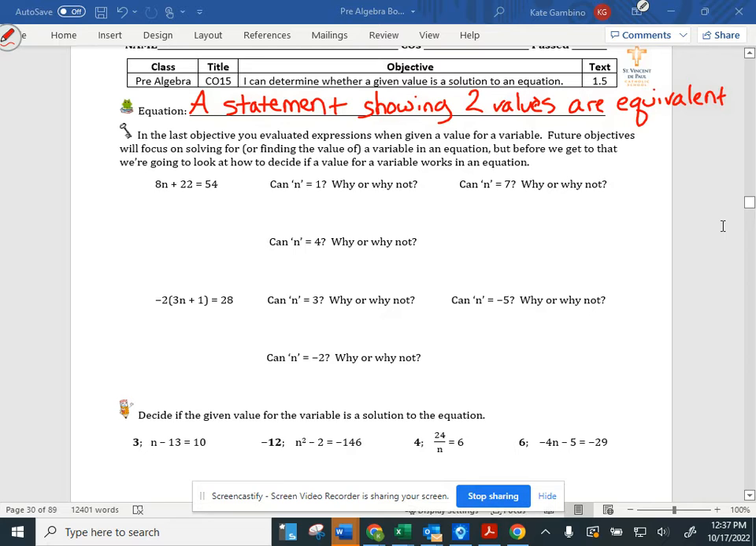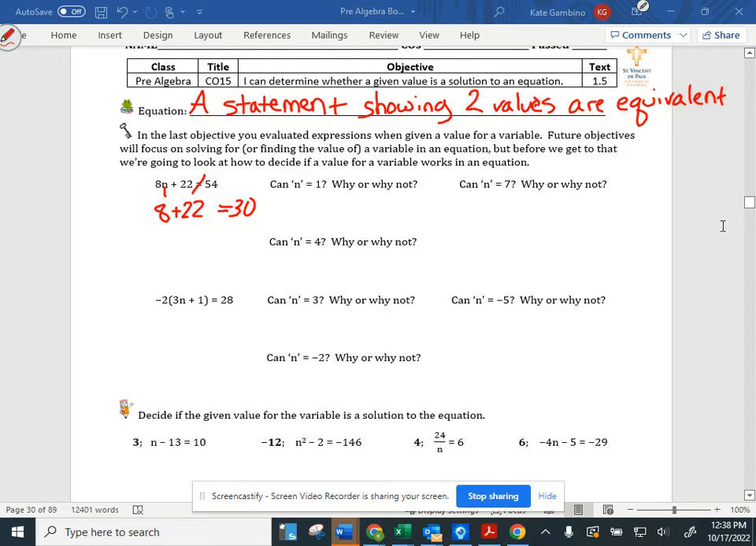What does that mean? 8n plus 22 equals 54. Can n equal 1? So if I put a 1 in for n, will that be a true statement? Emily, why not? 8 plus 22 equals 30. It does not equal 54. So we cannot say that n equals 1.